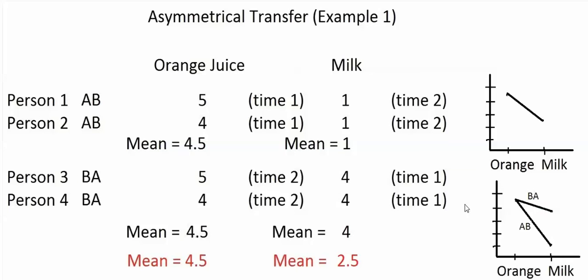This B-A line right here is connecting these two means. It's connecting the mean of 4.5 and 4, so it's not as much of a drop-off. This steep line is connecting the mean of orange juice at time 1 with the mean of milk at time 2, and it's a steep drop-off. This line is connecting the mean of orange juice at time 2 and the mean of milk at time 1, which isn't very much of a drop-off. It drops from 4.5 down to 4. So we have an interaction between the independent variable and the order of conditions.